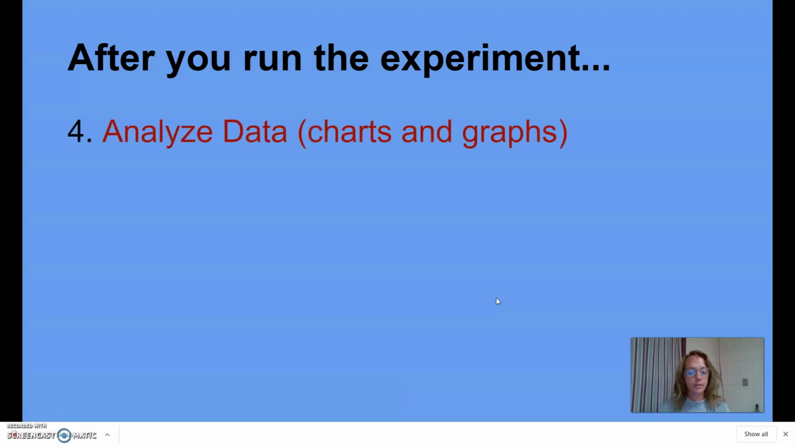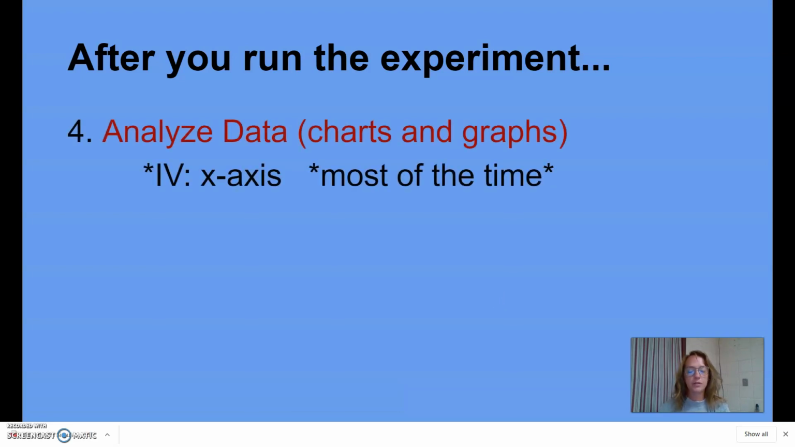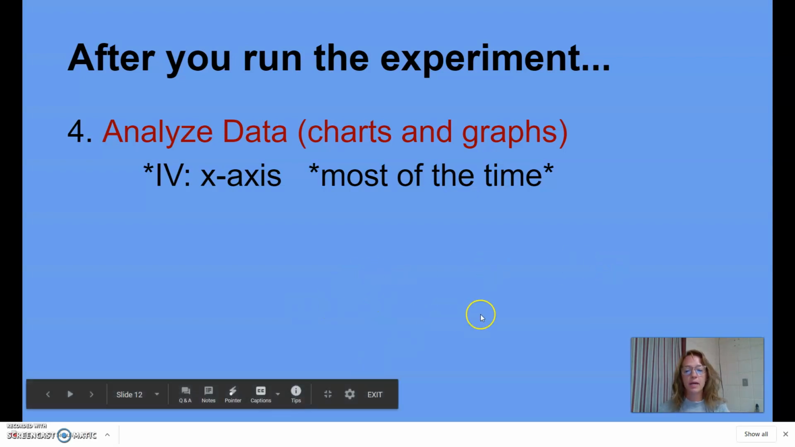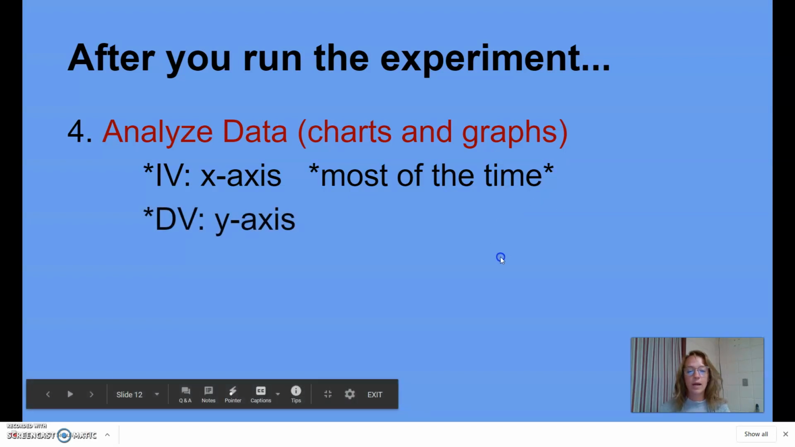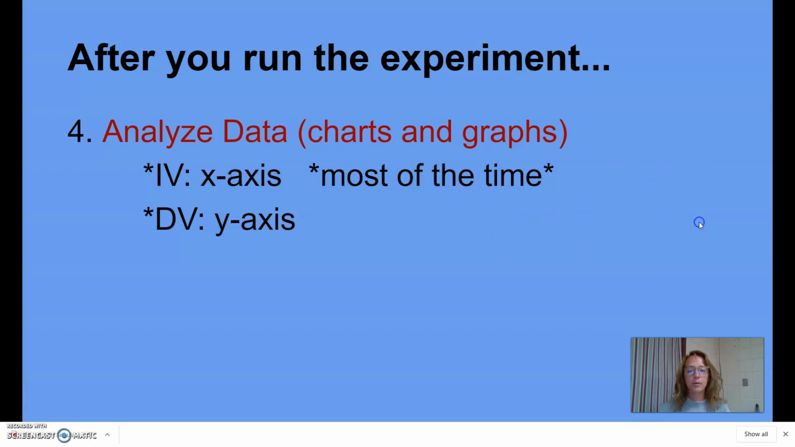All right, after we do the experiment, we analyze our data. Charts and graphs are super easy. If you have a good independent variable, those most of the time will be your x or your bottom axis. I remember that because a baby can lay on the ground independent of anybody's help. You don't need anything to stand on to lay on the ground. So your x-axis is most of the time your independent variable. Your data will go up and down the y-axis. So then you can see a rate of change as you change your independent variable.